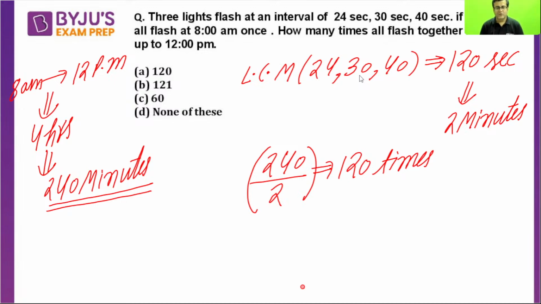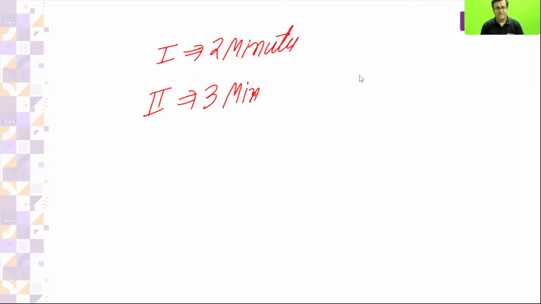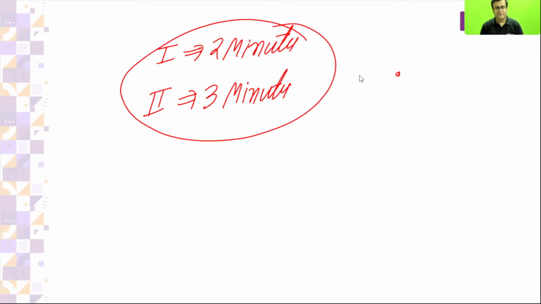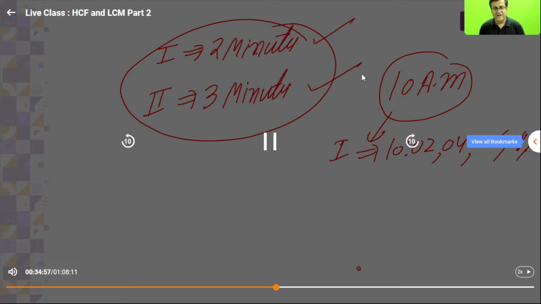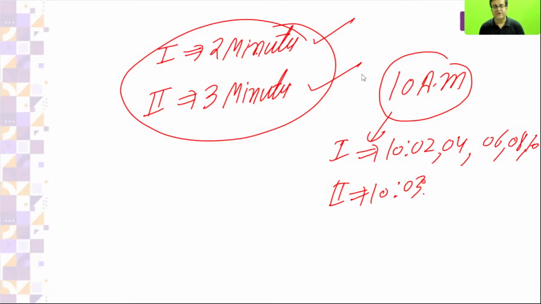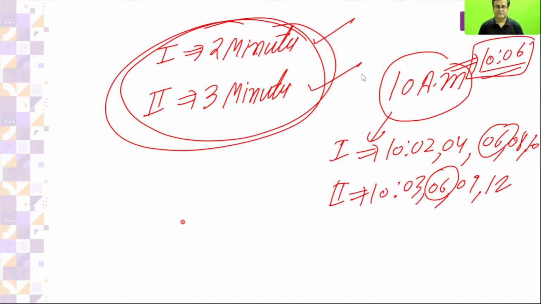If I say there is a light which flashes after an interval of 2 minutes, and another light which flashes after an interval of 3 minutes, and both flash at 10 a.m., at what time will they flash together again? The first one flashes at 10:02, 10:04, 10:06, 10:08, 10:10, isn't it? And the second light flashes at 10:03, 10:06, 10:09, 10:12. So the common time is 10:06, where both the lights flash together.